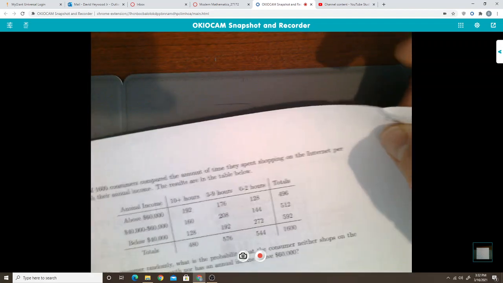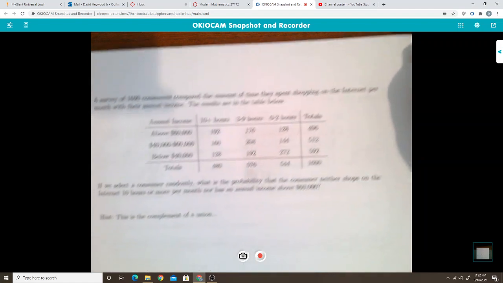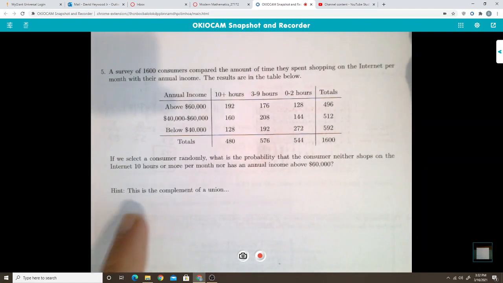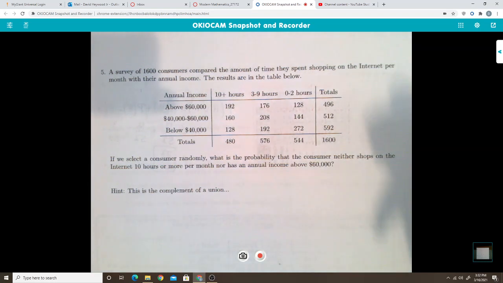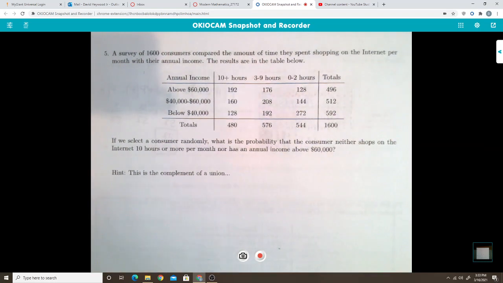Let me give you one more example. Ooh, okay. I'm giving myself a hint. Usually when I give myself a hint, it's because it's kind of a difficult problem. So hold on. Bear with me here. Let's read through this. It says a survey of 1,600 consumers compared the amount of time they spent shopping on the internet per month with their annual income. The results are in the table below.